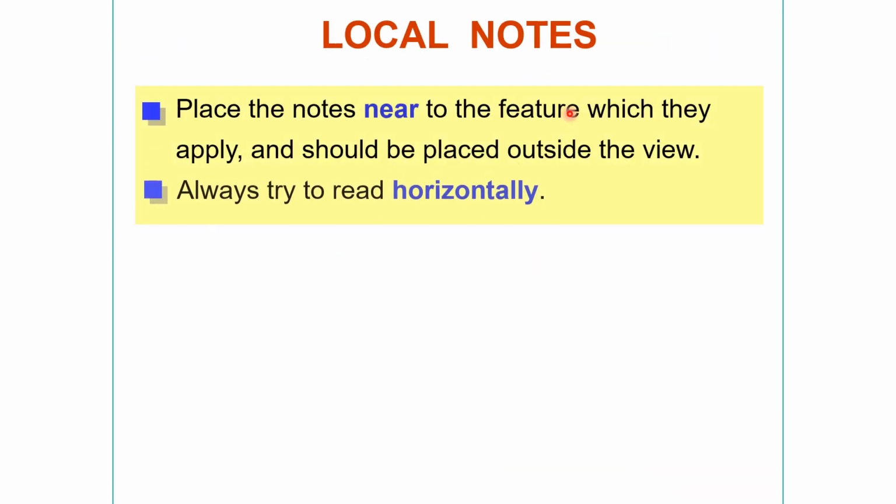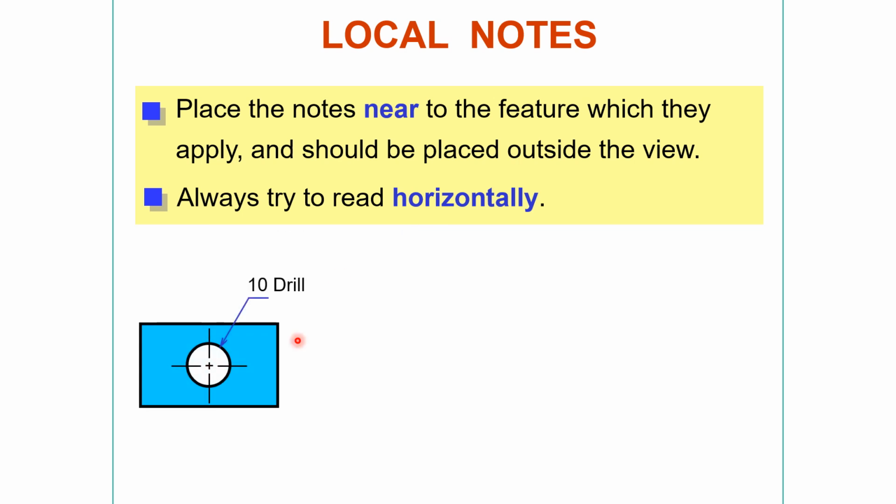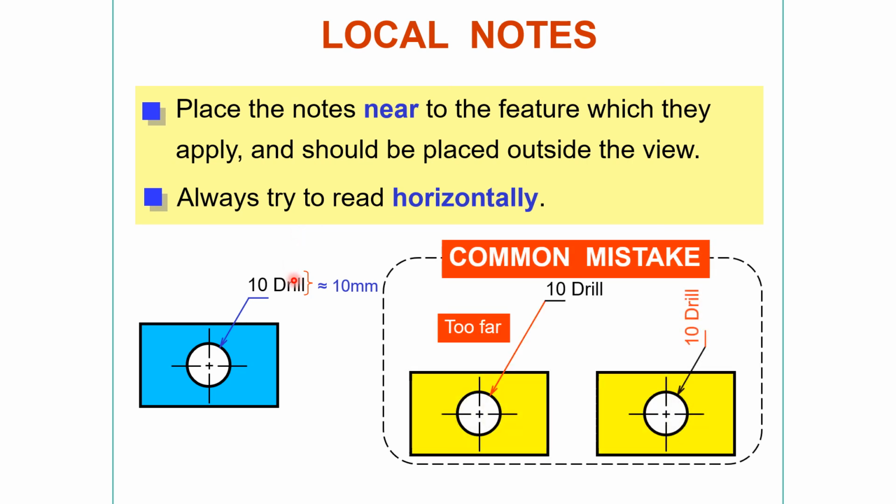Local note. Place the notes near the feature to which they apply, like radius, dia, and they should be placed outside the view. Always try to read horizontally. If this is the object, write the note outside: 10 drill. Do not make it vertical. Common mistake: 10 drill that is too far away, and vertical. So good practice is horizontal when you are reading it.